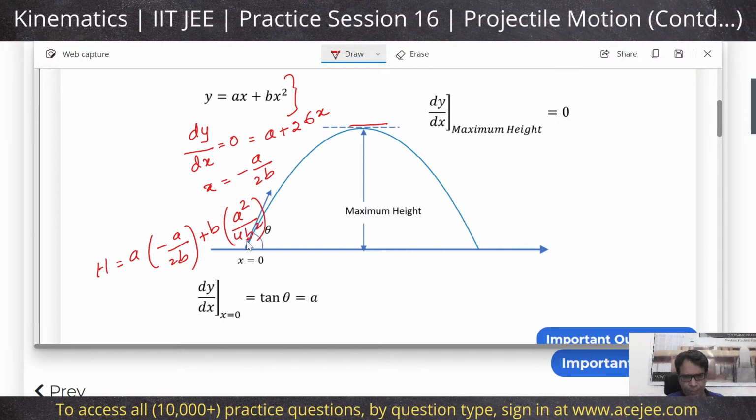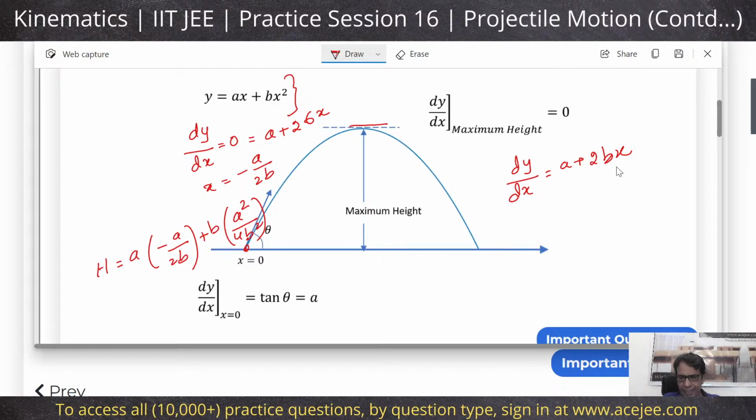That's your maximum height. Now, can you guys tell me how you will find the angle of projection? By the way, here we are assuming that the origin is the point of launch. To find the angle of projection, what is the angle of projection? The slope of this equation at x equals 0. So once again, what is dy by dx? It is a plus, so dy by dx is what?